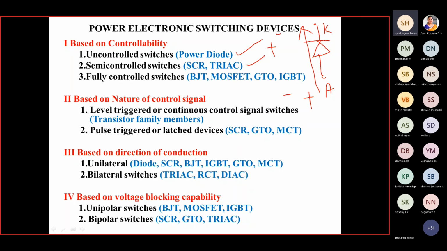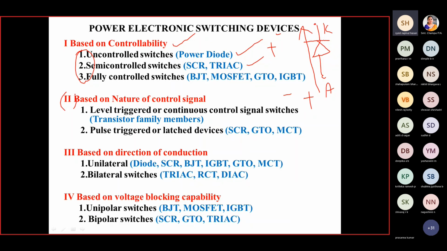Fully controlled switch. We have a BJT, MOSFET, GTO, IGBT. When you say fully controlled, you give the base drive, the switch will turn on. Remove the base drive, switch will turn off. Same thing holds good for a MOSFET, IGBT, GTO and all. Give the base drive, it will turn on. Remove the base drive, it will turn off, like that. So these are the categories coming under the controllability.